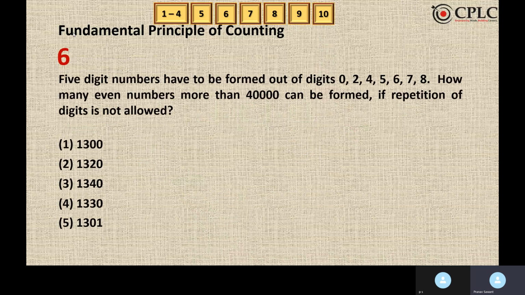Moving to the next question. 5-digit numbers have to be formed out of digits 0, 2, 4, 5, 6, 7, 8. How many even numbers more than 40,000 can be formed? Repetition of digits is not allowed.